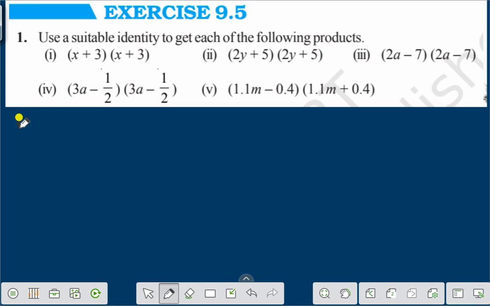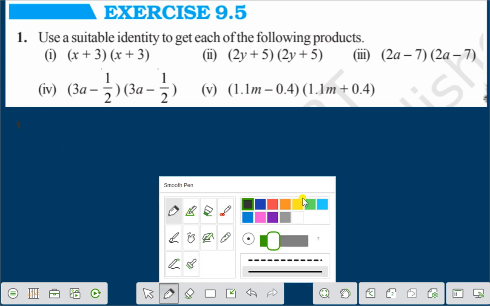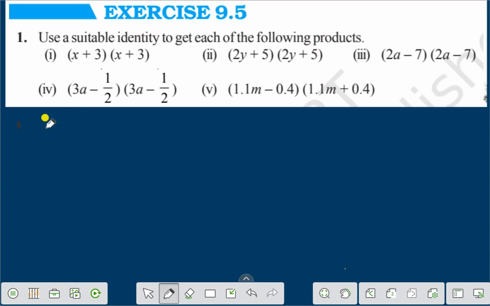Number 1 is (x plus 3) into (x plus 3). We will use the identity that (a plus b) whole square is equal to a square plus 2ab plus b square. Here you can write it as (x plus 3) whole square.